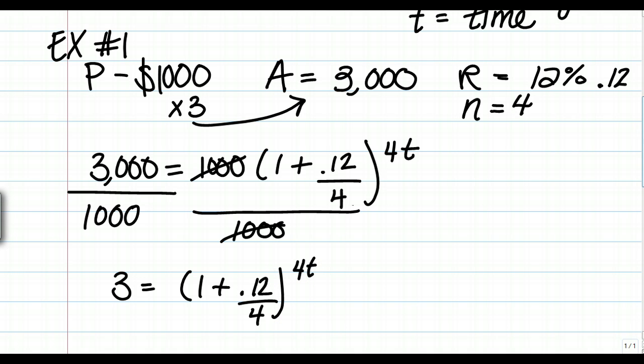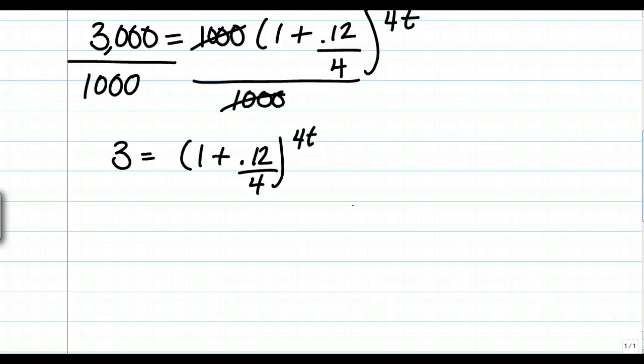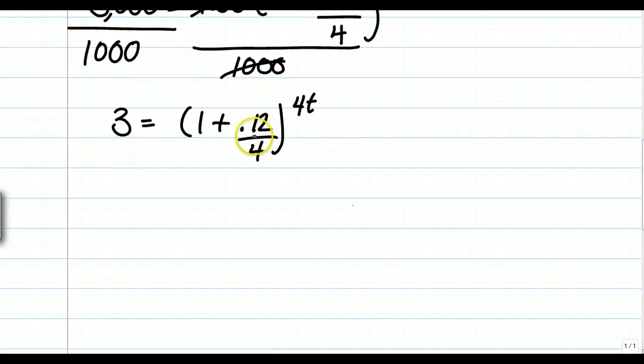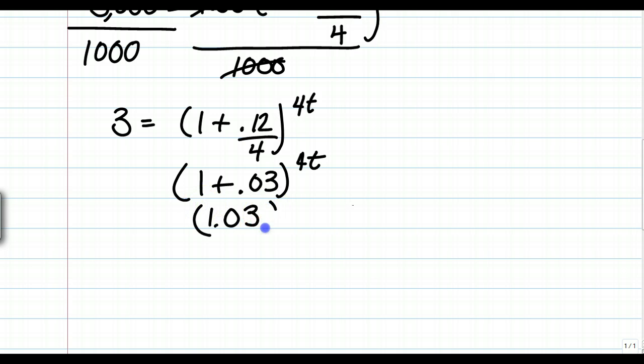Then I'm going to look at what is inside my parentheses. I have 1 plus 0.12 divided by 4. So 0.12 divided by 4 is 0.03. And 1 plus 0.03 is just 1.03. And it's still to the 4t, and it does equal 3. So now I'm going to use my laws of exponents, and I'm going to bring this guy down here to the front.